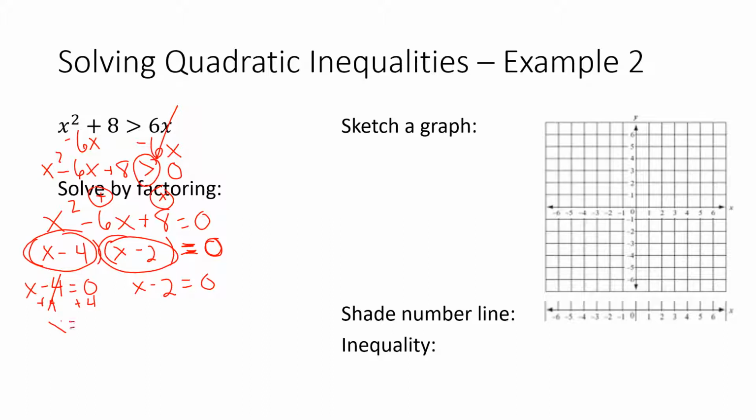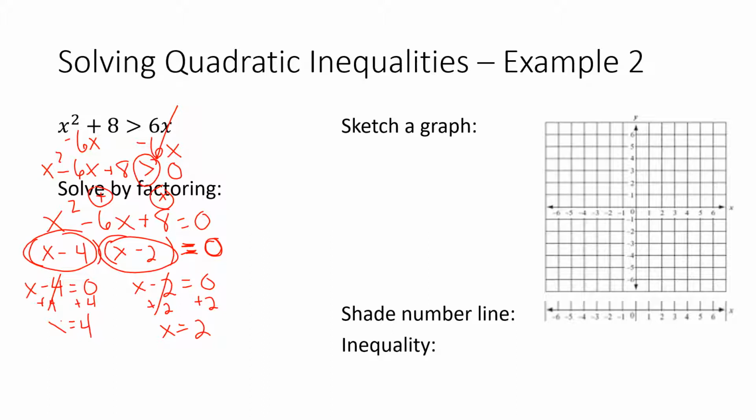We get x equals 4. And the other equation, I am going to add 2 to both sides, and we end up with x equals 2. Now these are not my final answers, because remember I wasn't using an equal sign. I have a greater than sign. So what I really need to know is what part of my parabola is greater than 0.